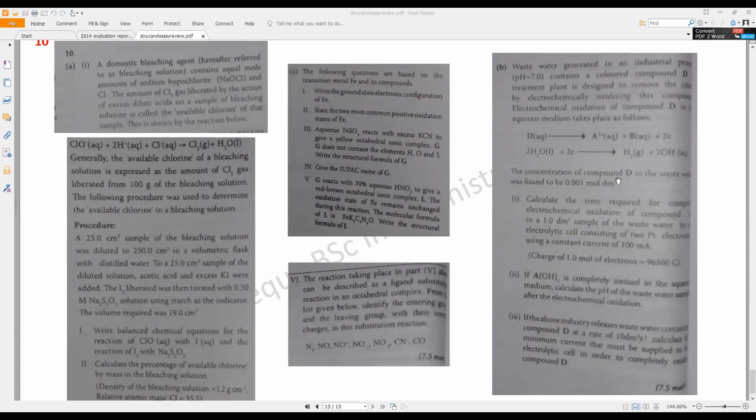And they have found the concentration of compound D in wastewater to be 0.001. It is very surprising, because it is not easy to find such a small concentration when you don't know what D is. If you know D, then it's okay. For example, if you know it is mercury in the wastewater, then you can use methods like atomic absorption spectroscopy, and many other methods to find it. But when you don't know what the impurity is, then it is very difficult.